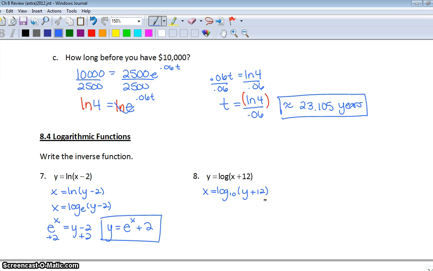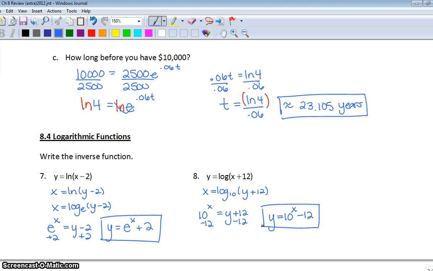To get my inverse equation, I now write it in exponential form. So it's my base of 10 raised to the x power equals y plus 12. To get y by itself, I subtract 12 to the other side, and we get y is equal to 10 raised to the x power minus 12.